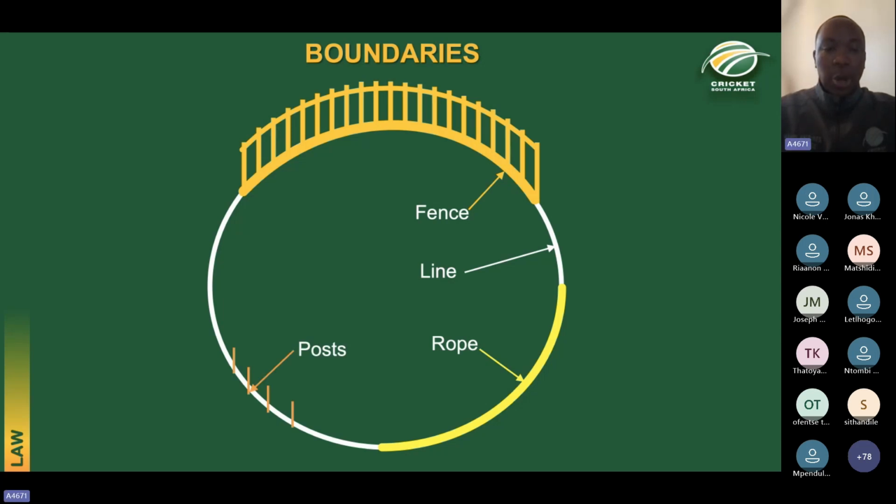If there are posts or flags which are depicting where the boundary is, the posts and the flags are not themselves to be considered the boundary. They are merely an indication of where the boundary is. The boundary is still the white line, and the inside edge of the line is the boundary.